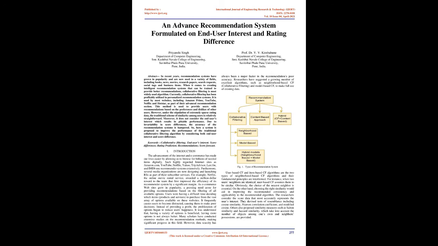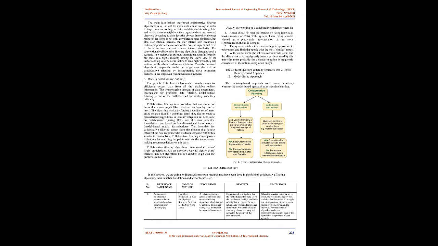In reality, the user rating of the items is not only correlated to user similarity, but also user interest, because the user interest also occupies a certain proportion. Hence, one of the crucial aspects that have to be taken into account is user interest similarity. The conventional collaborative filtering algorithms disregard such a scenario, in which two users rated multiple items differently, but there is a high similarity among the users. One understanding is that some users incline to rate high when they rate an item, while others tend to rate it lower. Thus the proposed algorithmic approach attains an edge over the existing collaborative filtering by incorporating these prominent features in the improved recommendation systems.